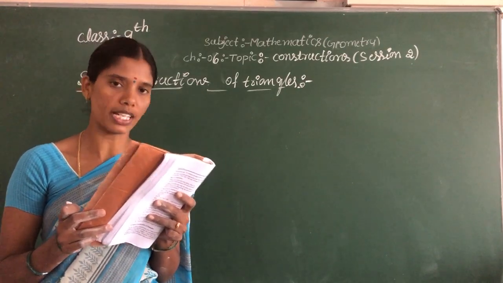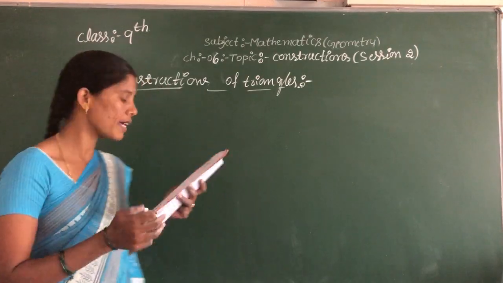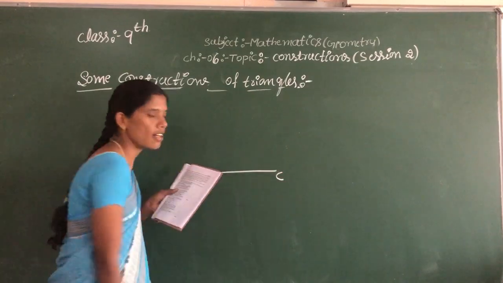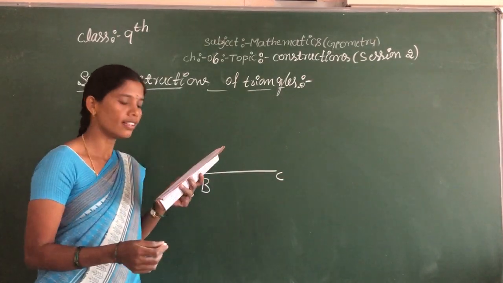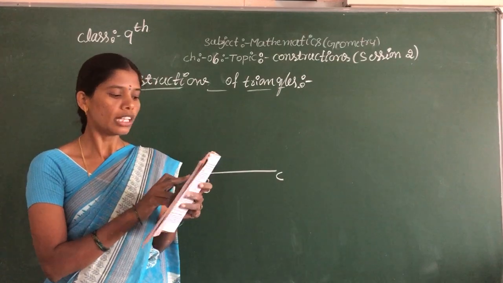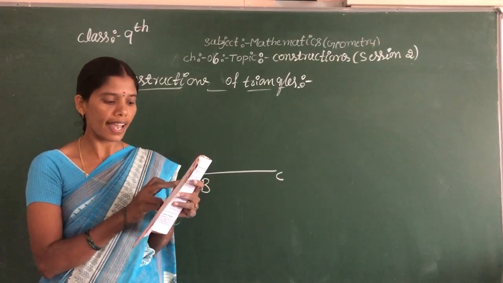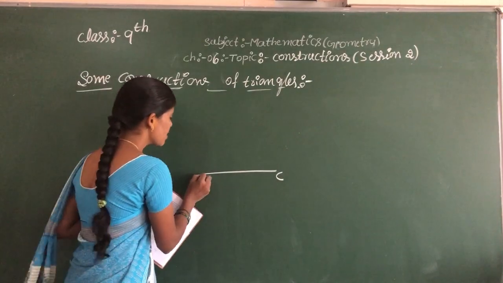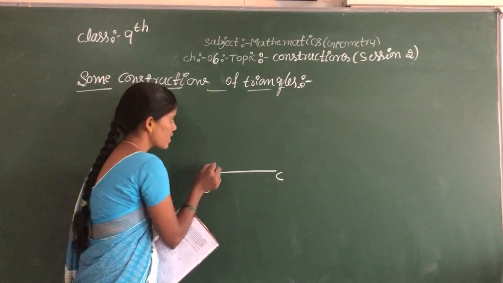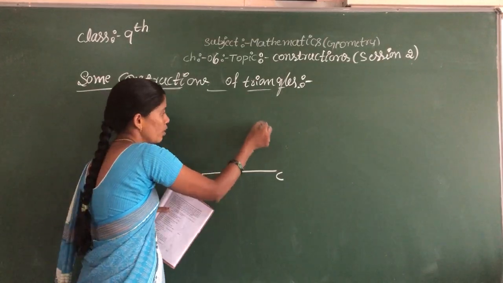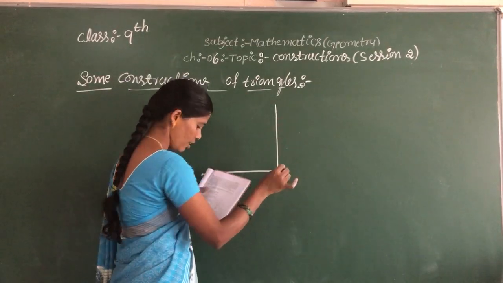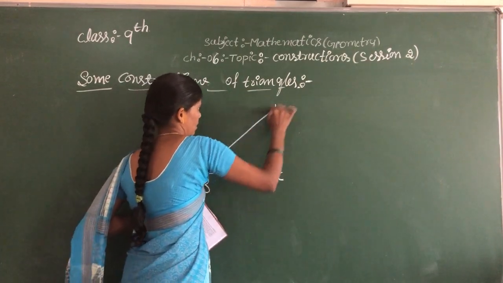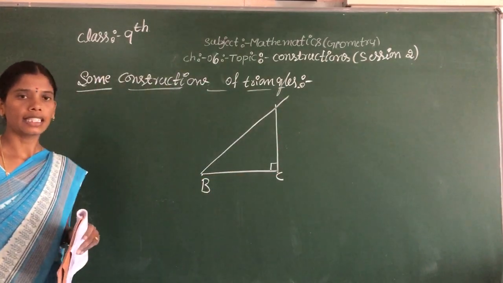The base is BC. The length is not given. So given the base BC, base angle, say angle B, and the sum AB plus AC. Like this is the base. I will draw this. This is one of the right angle triangles.